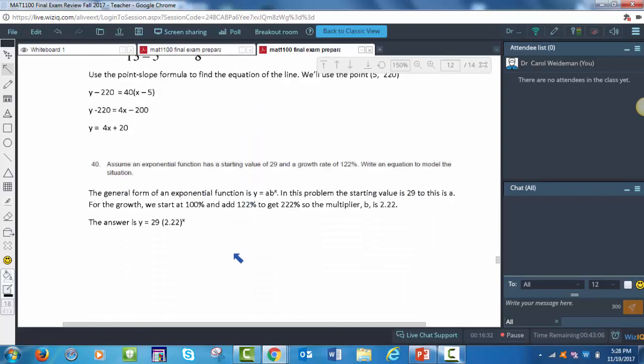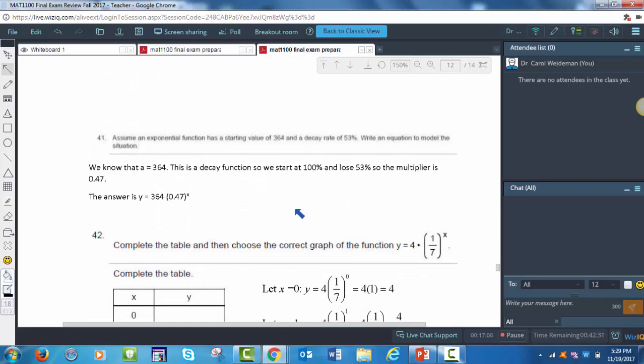Assume an exponential function has a starting value of 29 and a growth rate of 122%. Write an equation to model the situation. All right, the general form of an exponential function is y equals a times b raised to the x power. In this problem, our starting value is 29, so that's going to be a. Now we started at 100%, and then we added 122 to get a total of 222%. So our multiplier is going to be 2.22, not 1.22, but 2.22. And then there's the form of that particular function.